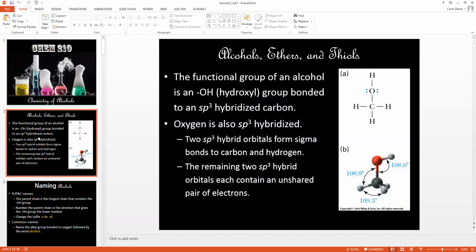So the functional group of an alcohol is an OH, and it's bonded to any type of sp3 hybridized carbon. That oxygen is also going to be sp3 hybridized. So we have two sp3 hybrid orbitals that form a sigma bond to the carbon and the oxygen. The remaining two sp3 hybrid orbitals each contain an unshared pair of electrons.